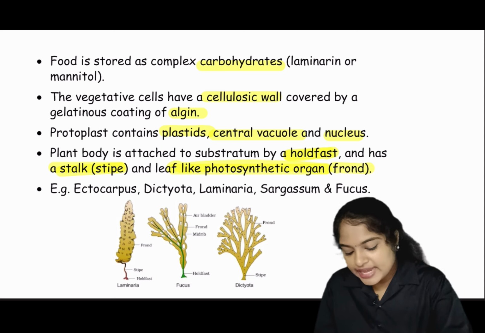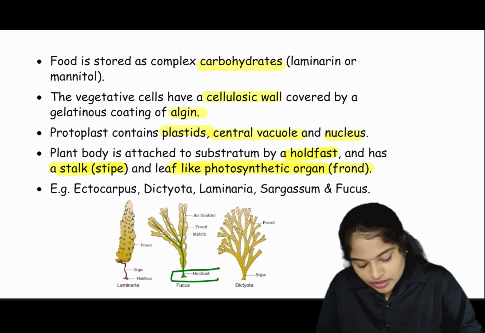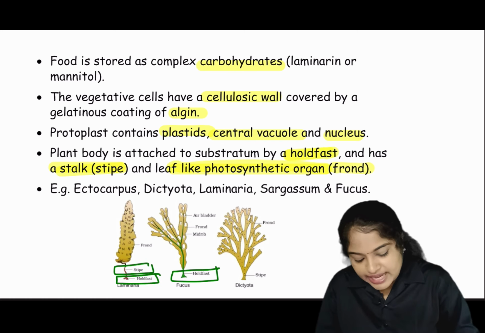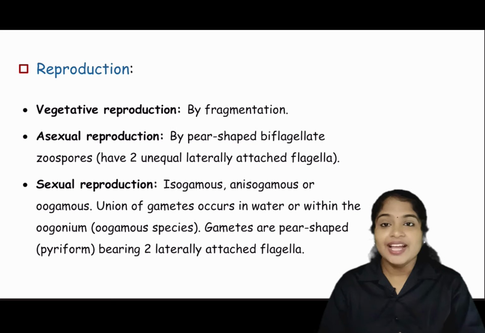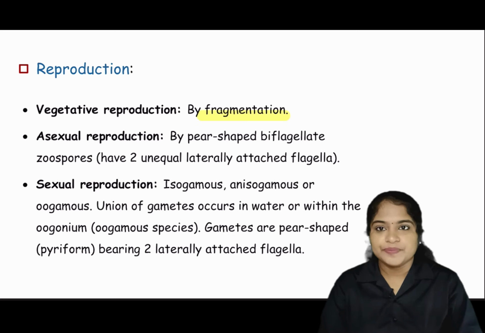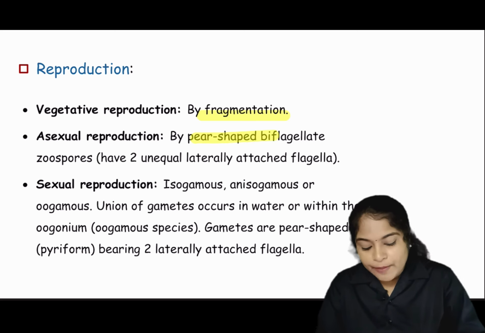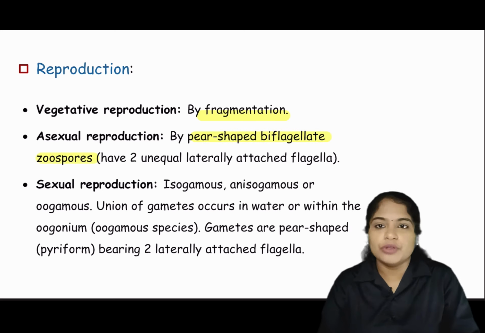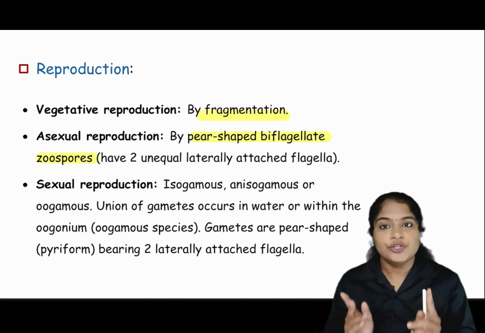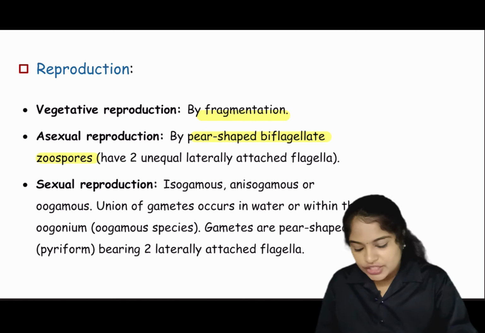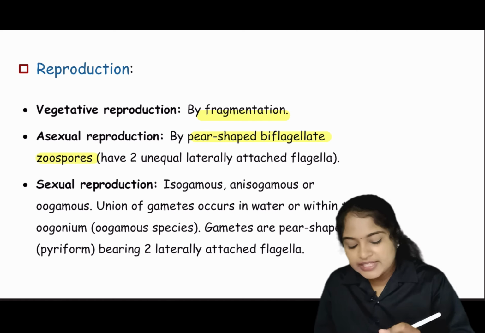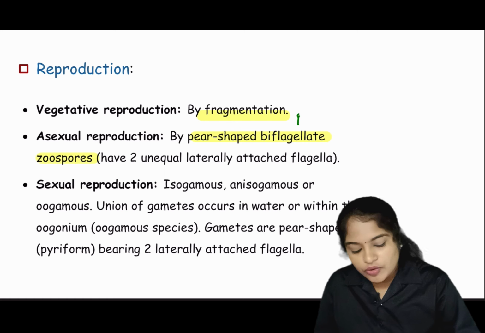So you can see the diagram here. This is the holdfast, then you have the stipe, then the leaf-like structure called the frond is present. The Phaeophyceae vegetatively reproduce by fragmentation, and in asexual reproduction pear-shaped biflagellate zoospores are present, which have two flagella that are laterally attached. These pear-shaped biflagellate gametes are also called pyriform.